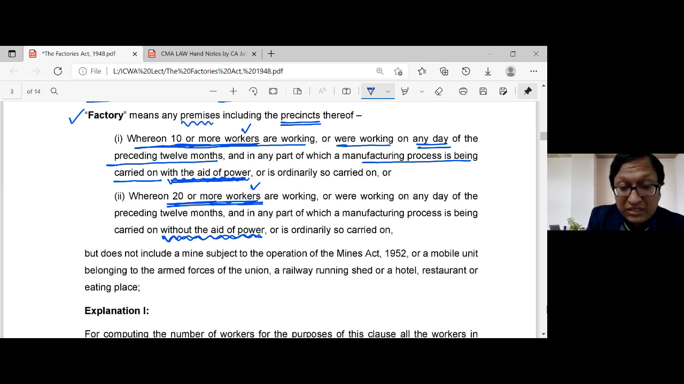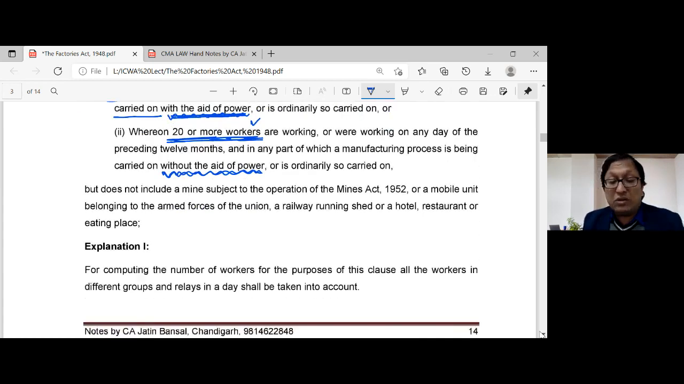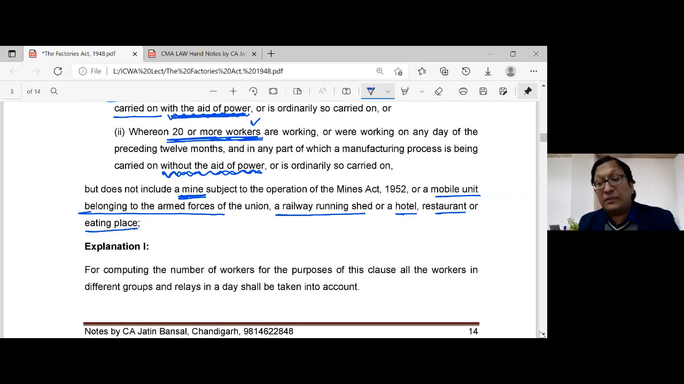Factory means a premises including the precincts thereof. These are the keywords that you need to learn, but it does not include what the law says. These will not be treated as a factory: a mine, subject to the operation of the Mines Act, which is covered under the Mines Act 1952, or a mobile unit belonging to the armed forces of the Union, or a railway running shed, or a hotel, restaurant, or eating place.